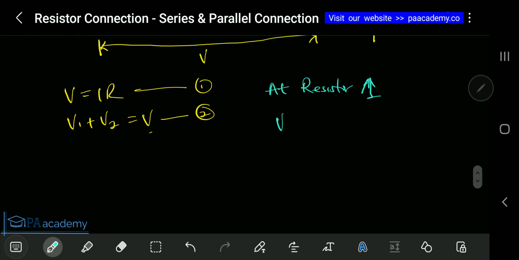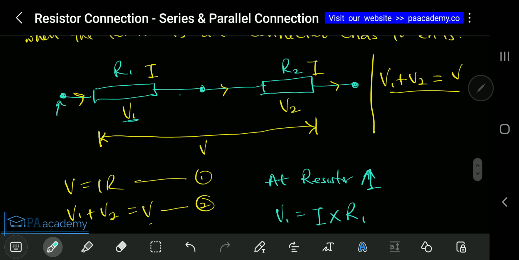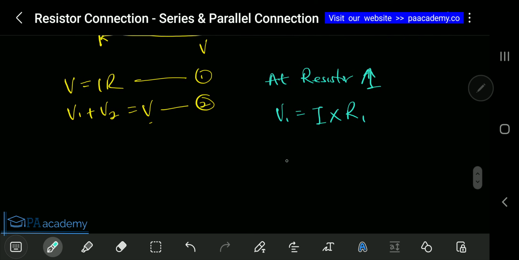And then at resistor 2, V2 will be I times R2. Remember that I said earlier that the current flowing through all of the resistors when they are connected in series is the same.